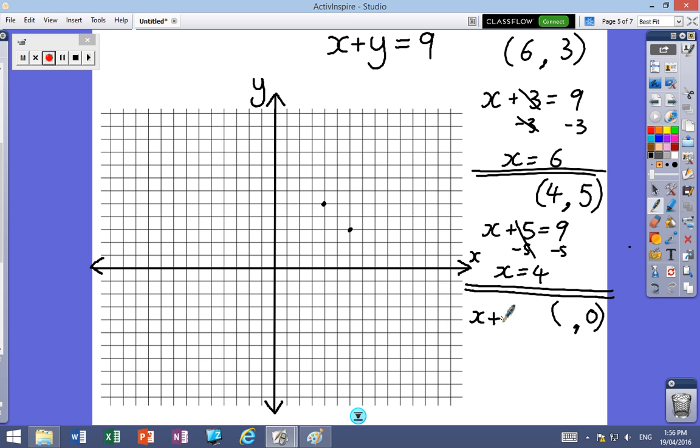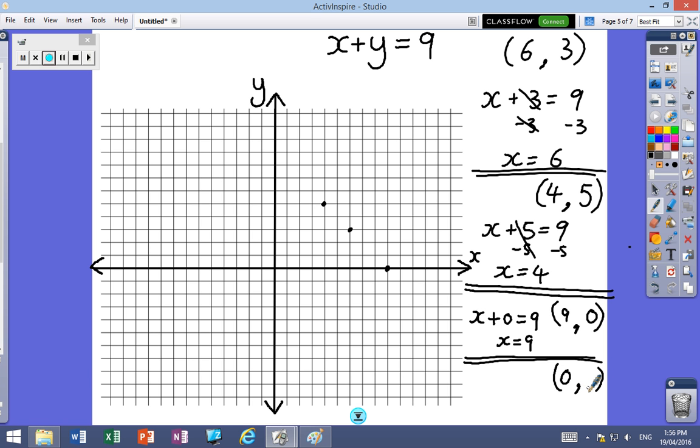and on comes the 0, x plus nothing is 9. I don't even have to do anything. That just disappears. X equals 9. We get the point (9, 0). 1, 2, 3, 4, 5, 6, 7, 8, 9. I can't stress how lovely a trick this is to use. Let's try this time. Let's make the x the 0.